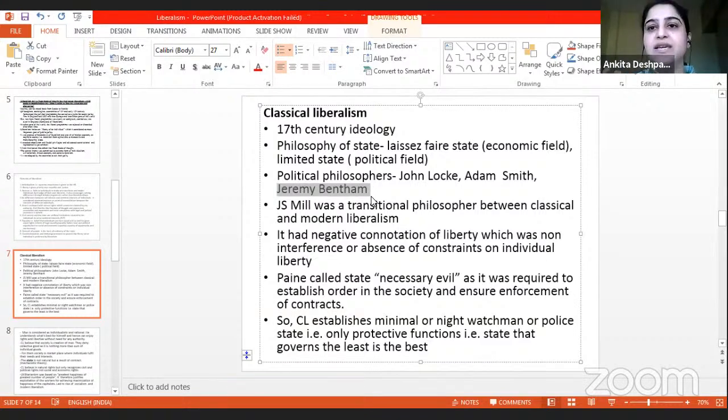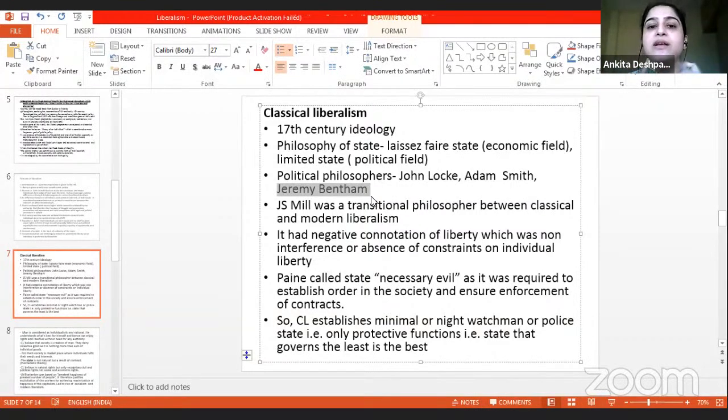By philosophic calculus. Class, Jeremy Bentham is not there in your syllabus. You're not studying Jeremy Bentham under Western philosopher, Western political thought. All right. So Jeremy Bentham, you just need to know whatever I have told you, because Jeremy Bentham is required in classical liberalism as well as in Adam Smith. So don't go into details of Jeremy Bentham.